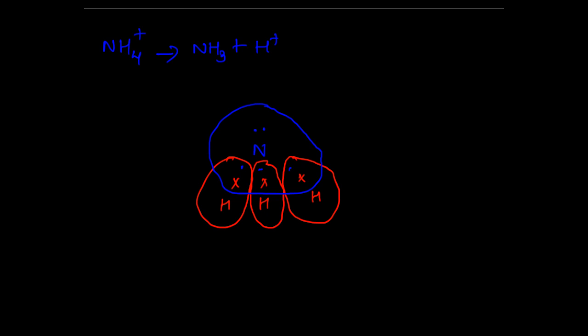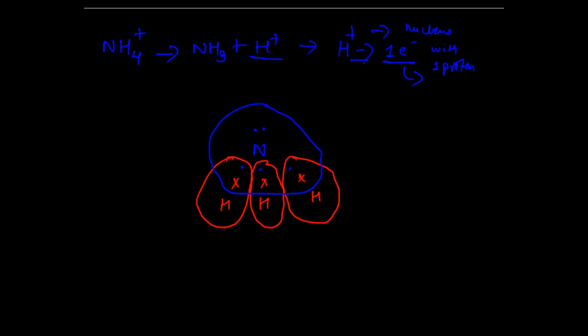Now during the formation of NH4 plus, this ammonia combines with H plus. Now what does H plus mean? Hydrogen has just 1 electron. H plus means this electron is also lost by the hydrogen and it has no electron. So H plus basically means just a nucleus with 1 proton.